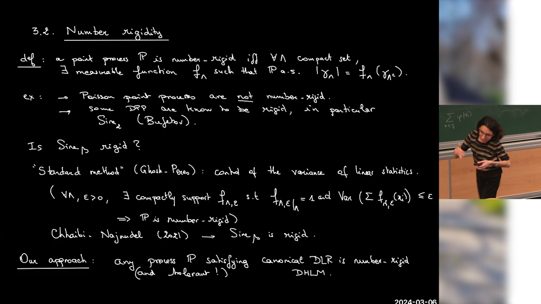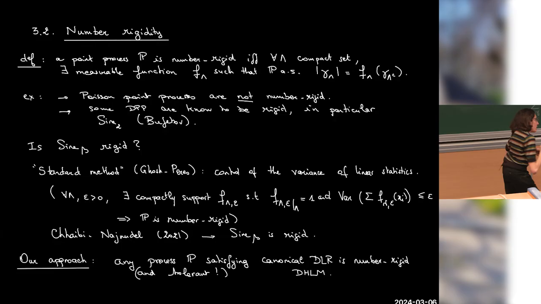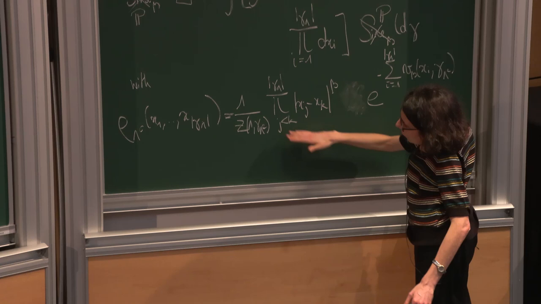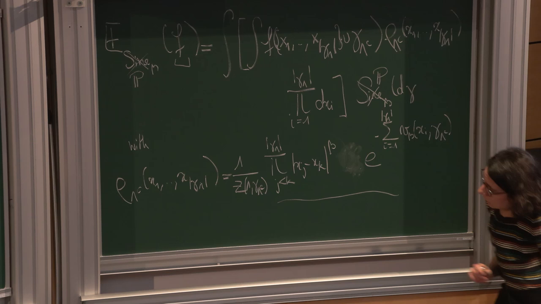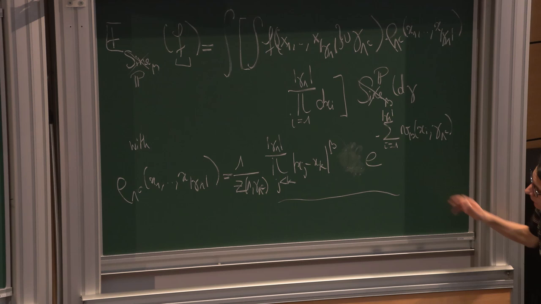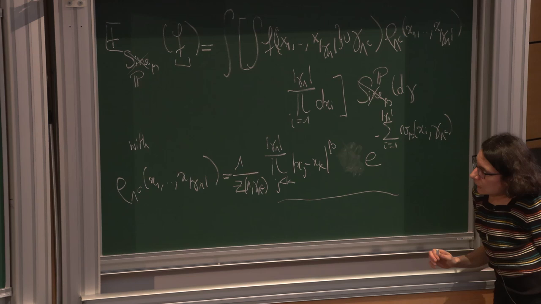So here the DLR equation shows that it's not the case, because once you fix the number of points, you have a density which is positive everywhere, for almost all configurations inside your Lambda. This is positive.